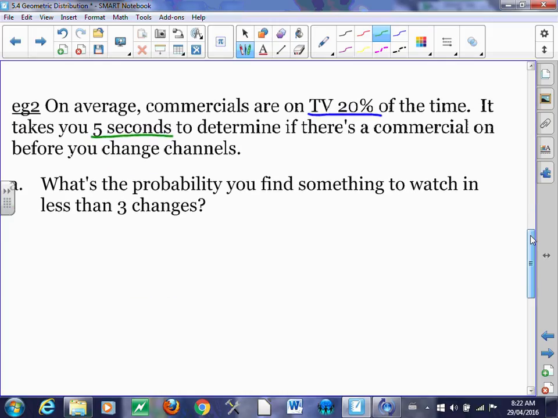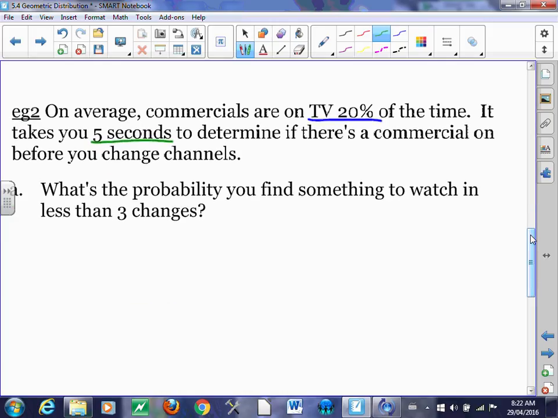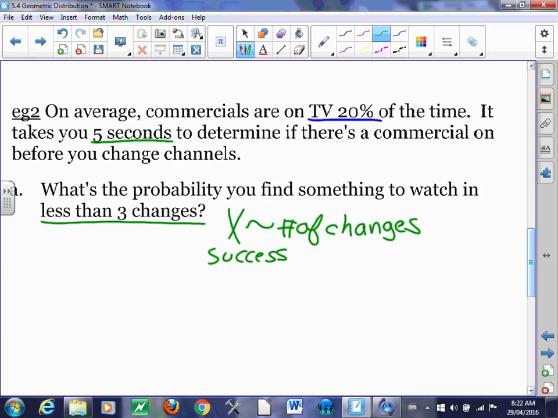So what is the probability that you will find something to watch in less than 3 changes? What we have to realize in this question is that X, what we're looking for, is the number of changes. And then our success, guys, is what? Hopefully you've found it: finding a show, right?